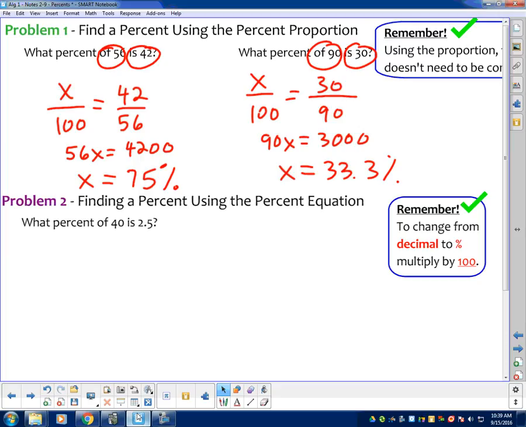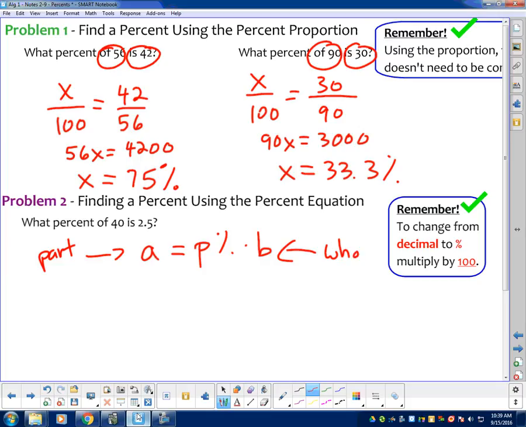Remember, the percent equation was A, look at your first page, equals P percent times B, where A is the part and B is the whole. It says, remember, to change from decimal to percent, multiply by 100. So it says, what percent of 40 is 2.5?